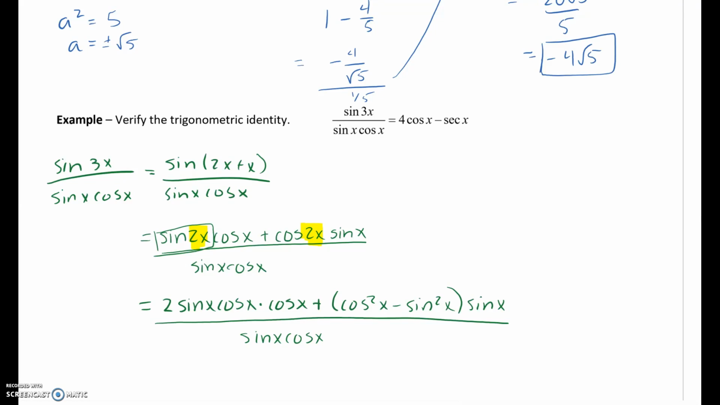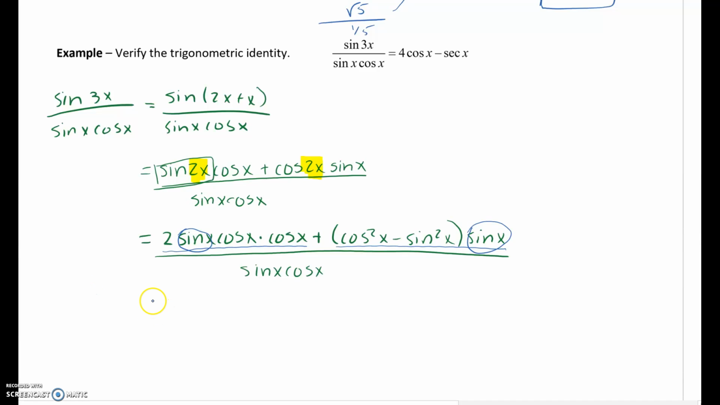So I have two terms, right? I have one term right here and one term right here. They both have a sine x in common, and I have a sine x in the denominator. So I can factor that sine x out of the numerator, and I'm left with 2 cosine squared x plus cosine squared x minus sine squared x. Now I don't need the parentheses around the cosine squared minus sine squared anymore because I've taken out the thing that's being multiplied. I don't want to distribute it in because I'm trying to get rid of this sine x on the denominator.